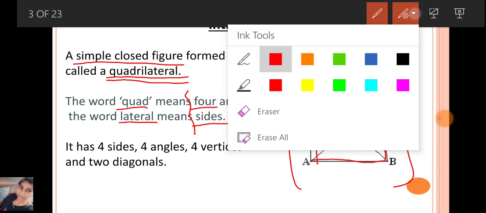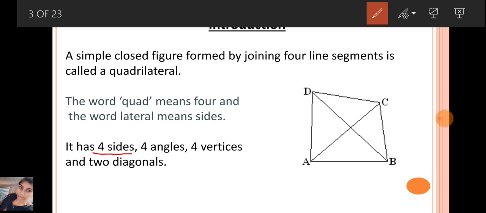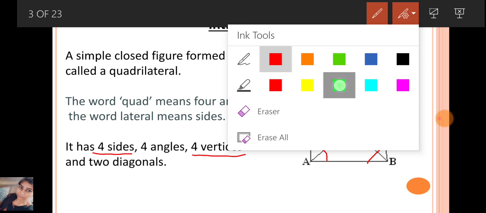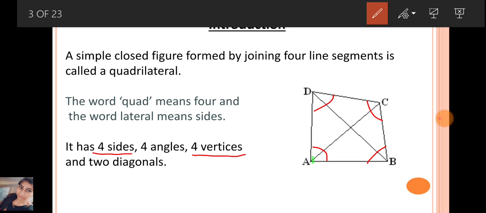Now as I have already told you, it has four sides. A quadrilateral has four angles also. This is the first angle, this is the second angle, and the third and the fourth. These are the four angles. Then the next one is vertices. So let us see the vertices. This is one vertex, this is the second vertex, this is the third vertex and this is the fourth vertex.